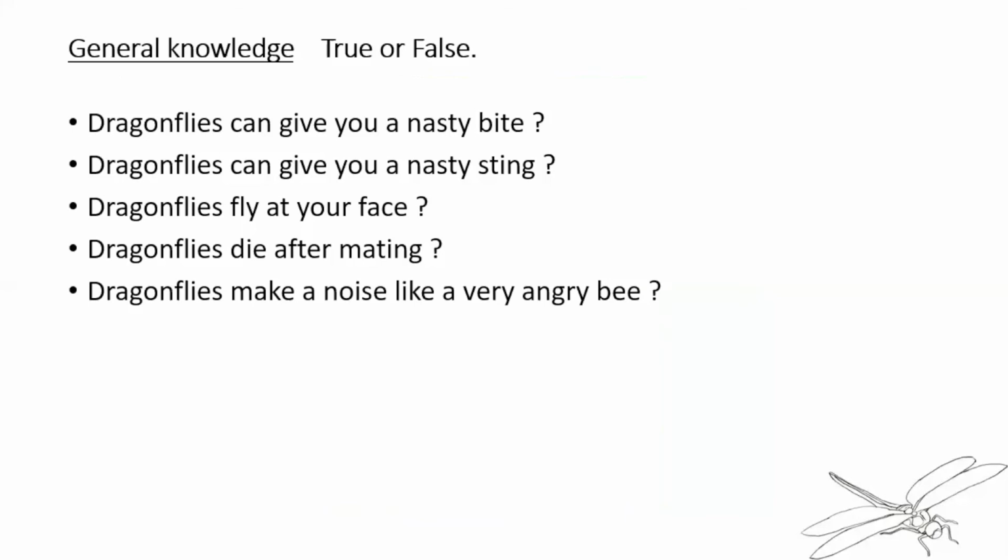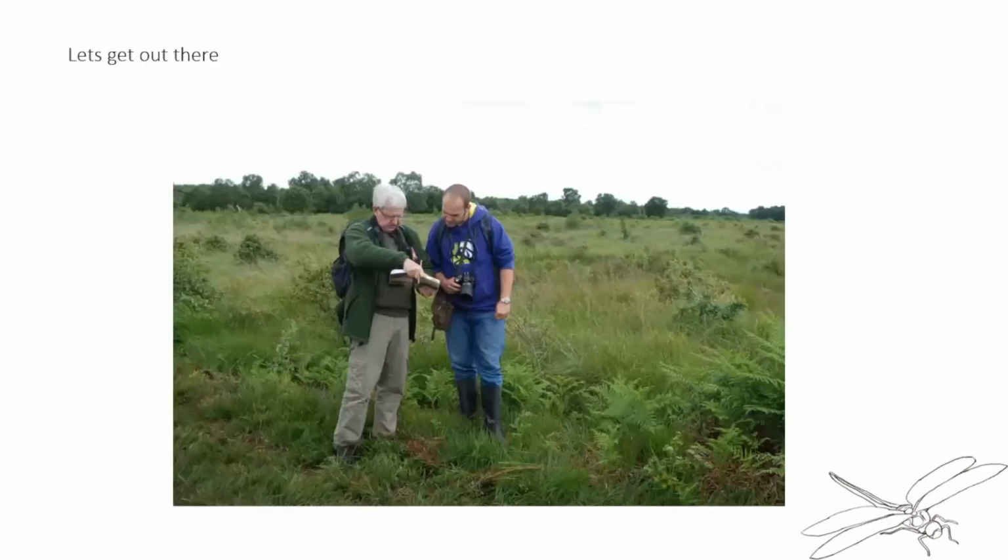Do they die after mating? No, the mayfly does. The dragonfly will mate during all of those five or six weeks, and then it'll eventually die, but it won't die after it's mated the first time. Dragonflies make a noise like a very angry bee? No, their wing speeds are far too slow. Thirty beats a second isn't fast enough to make a noise. So the fun thing is to get out there.